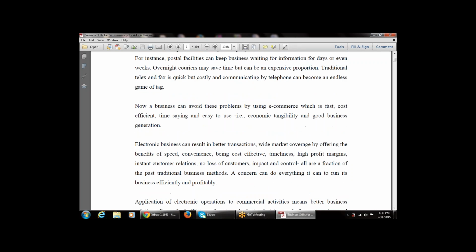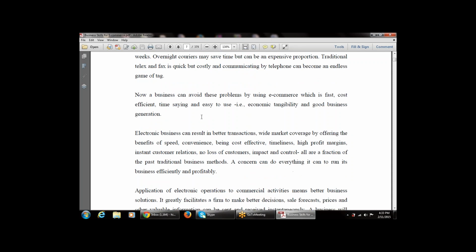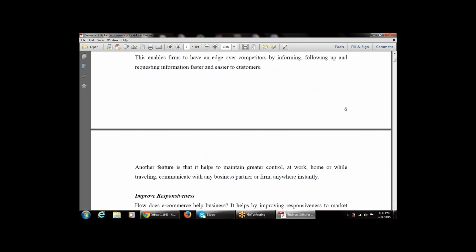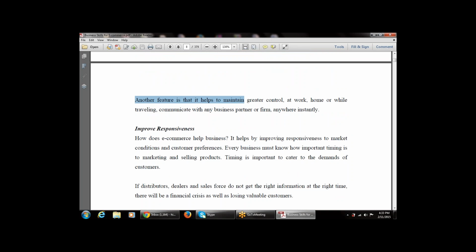Then we discussed various technology in paragraphs, that is what business is and how we are using it. This is an application of electronic operations. Another feature is maintaining greater control at work, at home, or while traveling, and communicating with any business firm or partner. Whenever we use e-commerce, we can communicate with a business partner whether traveling in a train, in a plane, or anywhere, as well as access it at work and at home.